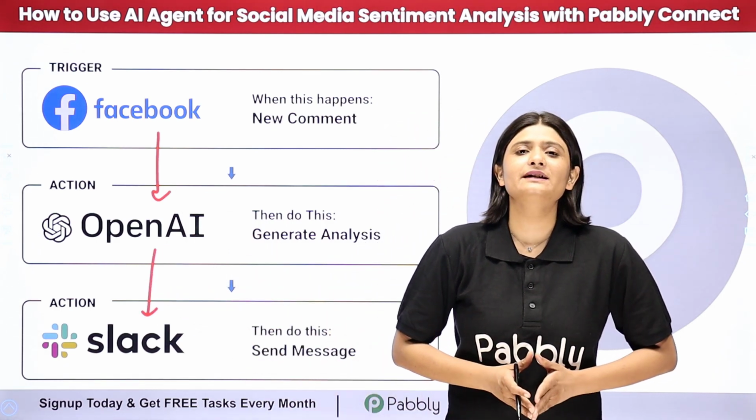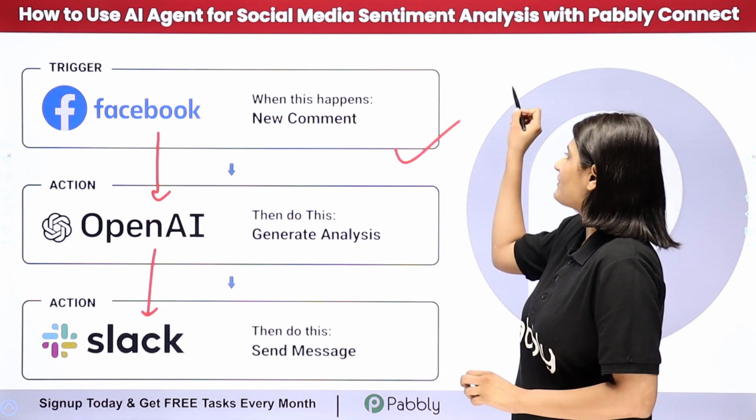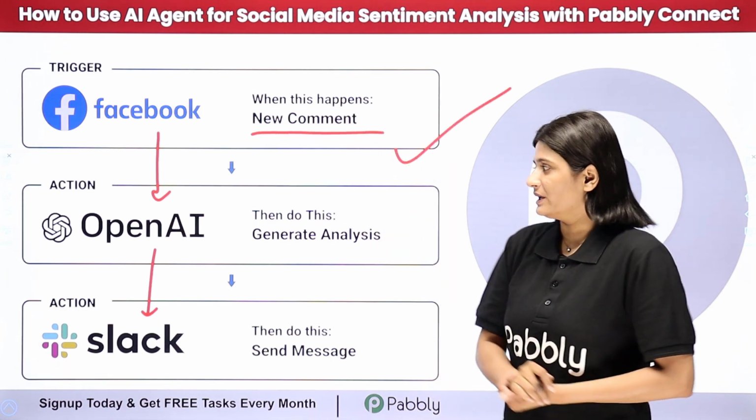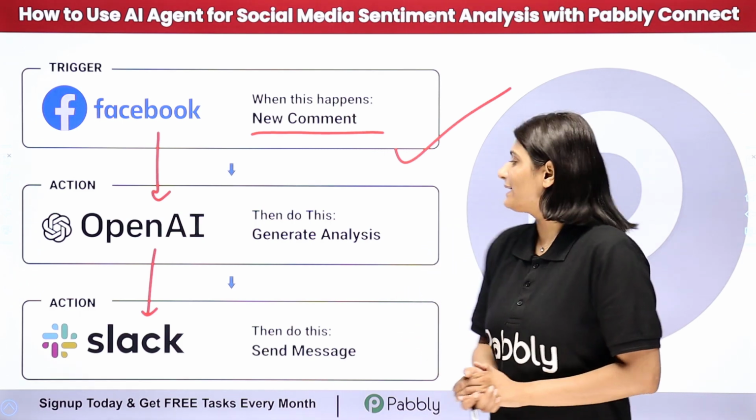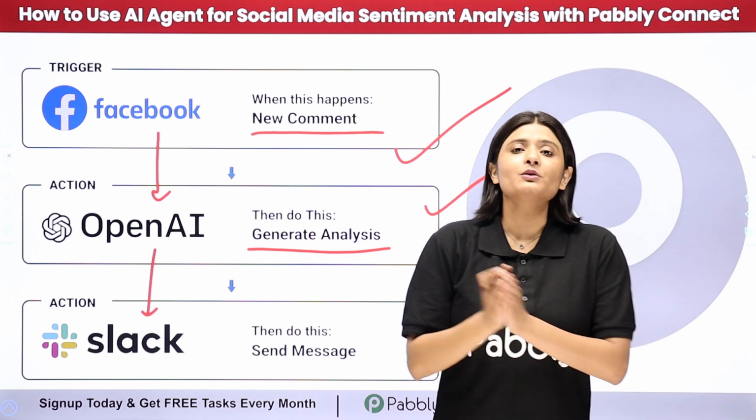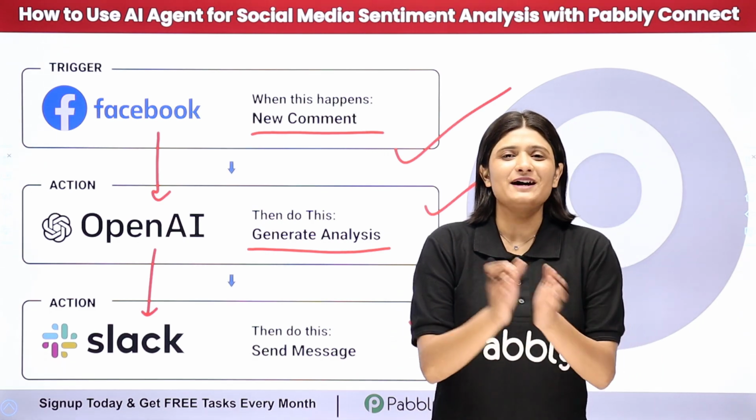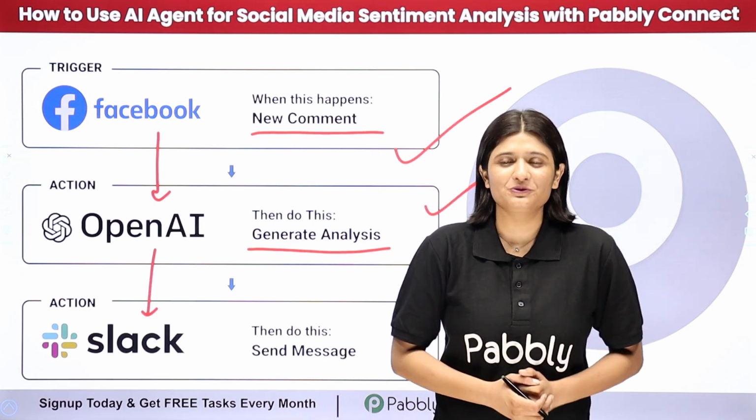With the help of Pabbly Connect, I am going to build this connection in such a way that whenever there is a new comment on my Facebook page, it will be automatically analyzed with the help of OpenAI and then it will be automatically sent to my team on Slack. Now if you want to learn the step-by-step process, then let me take you all to my screen.